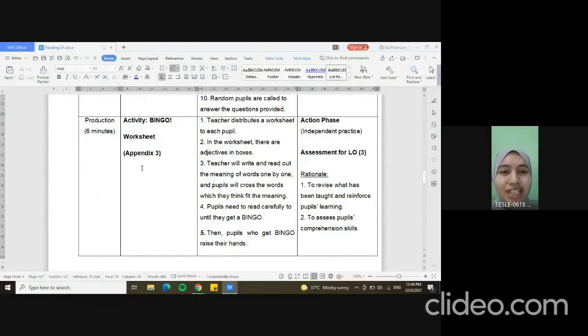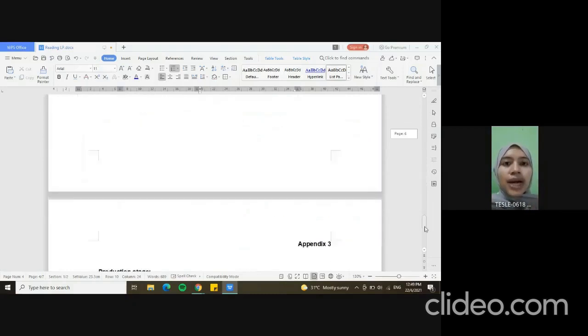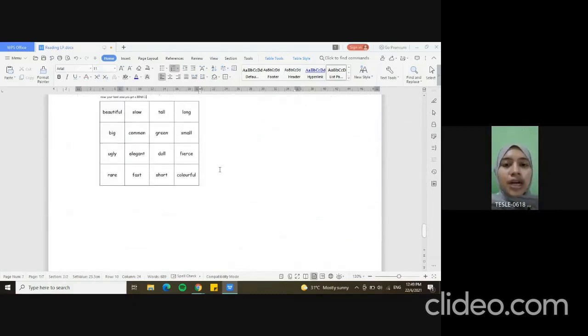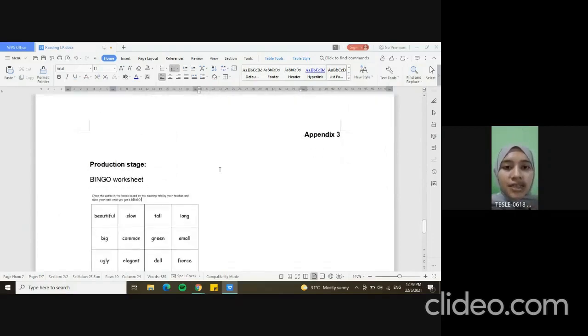So after the practice stage, we will continue with the production stage where we will play bingo together with the pupils. Okay, so how are we going to play the bingo? The teacher will distribute a worksheet to each pupil. In the worksheet, there are already words, which are the adjectives, contained in each box. And then the teacher will write and read out the meaning of each of the adjectives.